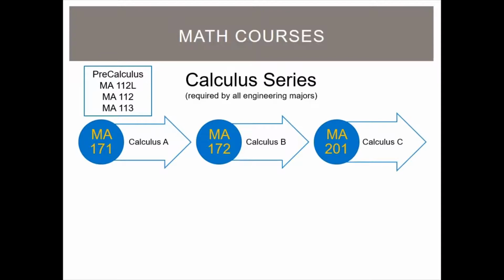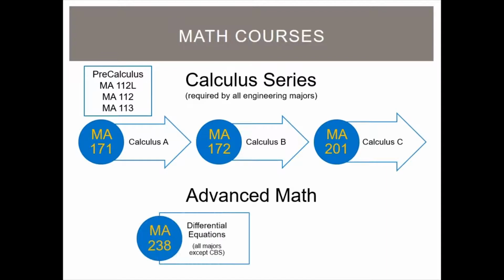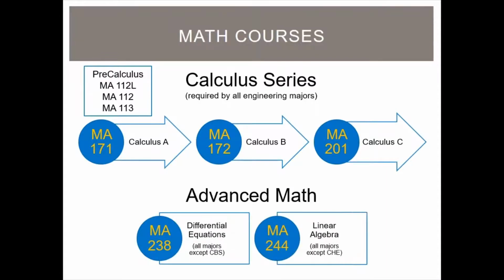After completing the Calculus series, most engineering majors require the Advanced Math series of MA 238, Differential Equations, and MA 244, Linear Algebra, with some exceptions. Cybersecurity engineering only requires linear algebra, while chemical engineering only requires differential equations. Most engineering students will finish all required math courses by the end of their sophomore year.